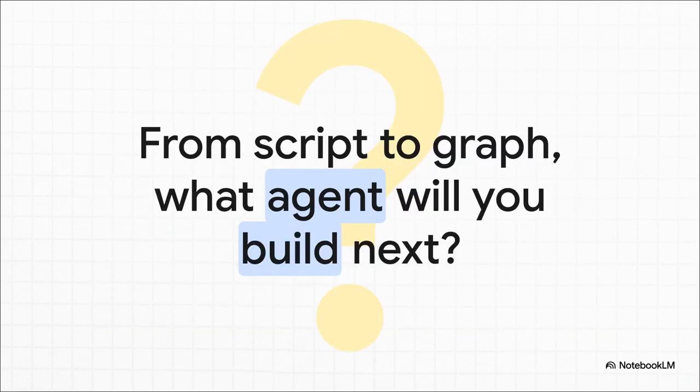So, look at how far we've come. We've journeyed all the way from a single, simple script to a self-critiquing loop, to planners, and finally to this robust, stateful graph. Each step on this journey adds another layer of intelligence and reliability. We've shown you the building blocks, so the only question left is, what kind of agent are you going to build next?